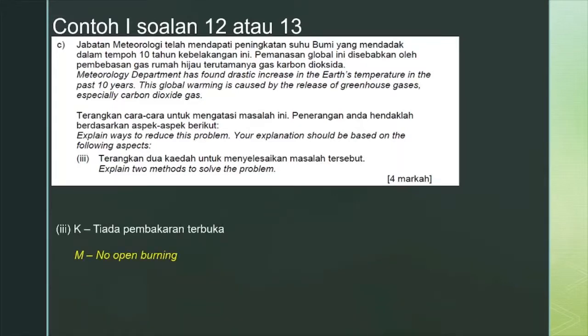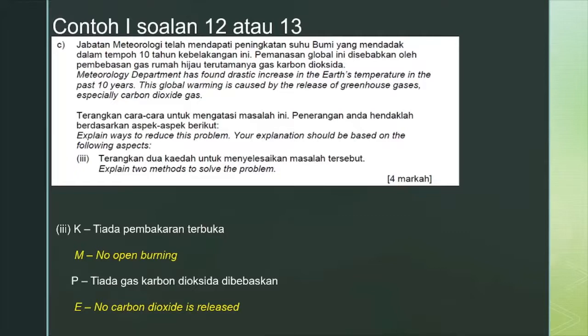Baik, kaedah yang keempat, cikgu beri lagi satu kaedah, iaitu tiada pembakaran terbuka. Kita halang pembakaran terbuka. And the fourth method, no open burnings. Alright. Penerangan dia, tiada gas karbon dioksida akan dibebaskan. The explanation is no carbon dioxide is released.